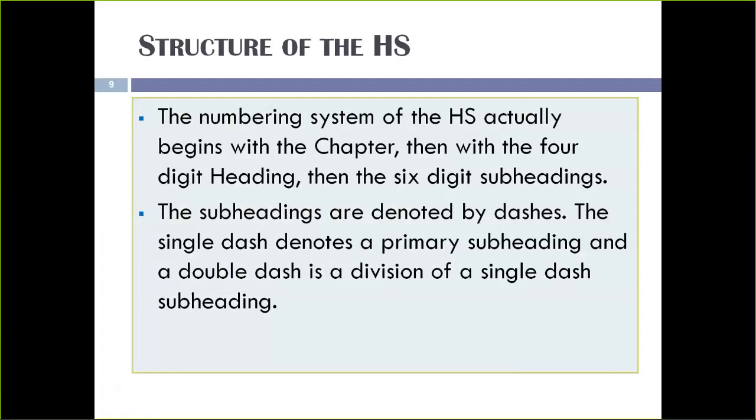The numbering system of the HS actually begins with the chapter. We noted earlier that when I identified a section, the chapters fall within its section. Then with the 4-digit heading, then the 6-digit subheading. So we have 3 categories. A chapter, within its chapter we would have a number of 4-digit headings. And under each heading, there would be subheadings which comprise 6 digits.